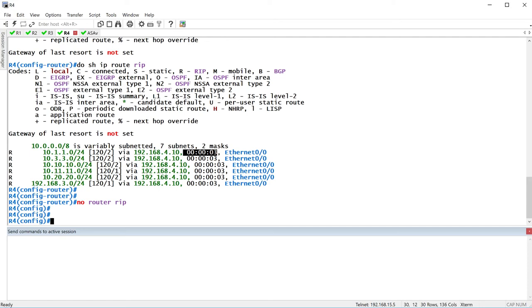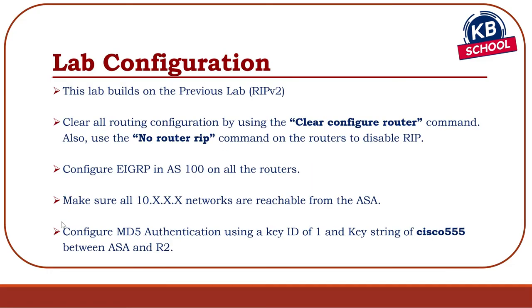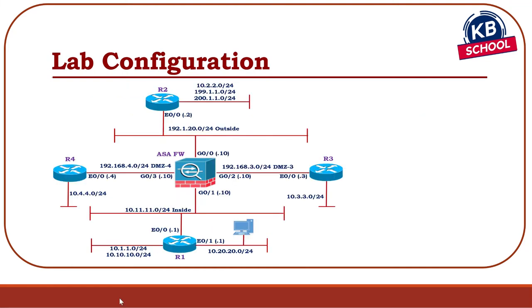So now my objective, once I clear configure router, and also use the no router RIP command on the routers to disable RIP. We've done that. Configure EIGRP in AS100 on all the routers. Make sure all the 10XX networks are reachable from the ASA. We'll get this up and running, and then we'll do the MD5 authentication with a key ID of 1, key string of Cisco 555 between ASA and router 2. So let's go ahead and get the routers up and running first.